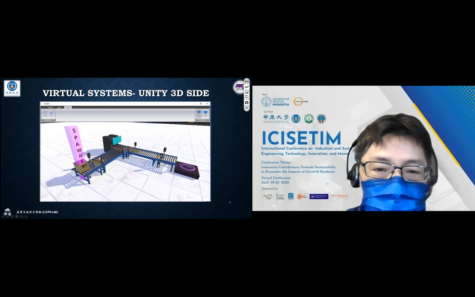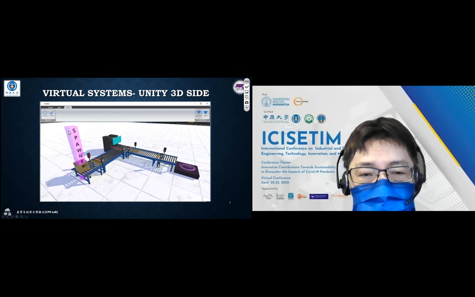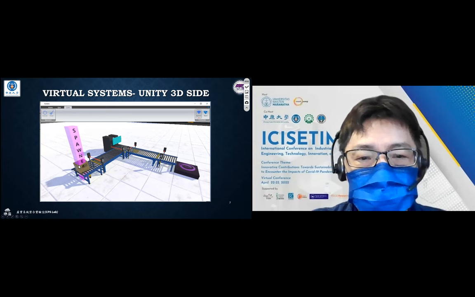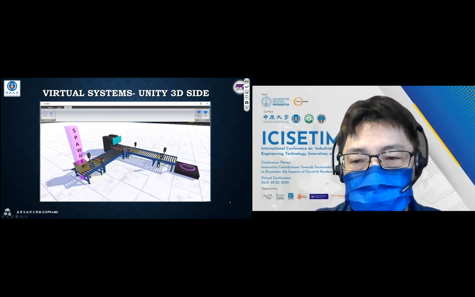So this virtual system is like this. We use a production line. Later on I will run a video, or even, because right now I have the software on my computer, I can run it for you so you can have a close look. This is the 3D Unity side. We build up a production line, and you can see there is a conveyor, a pusher, because you need to change the boxes' direction, and a receiver.